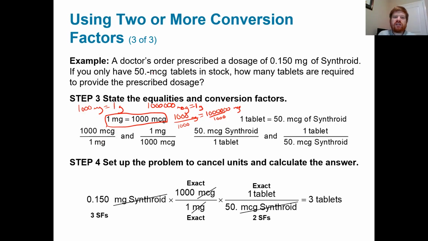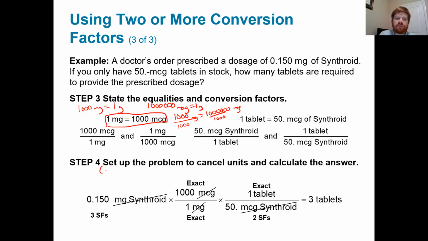Likewise, we have 50 microgram tablets in stock. That means that 1 tablet equals 50 micrograms of Synthroid. So our 2 conversion factors here would be 50 micrograms of Synthroid per 1 tablet, or 1 tablet per 50 micrograms of Synthroid. Okay, well now we have to set up our conversion factors.